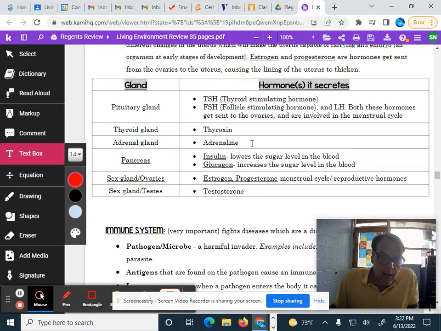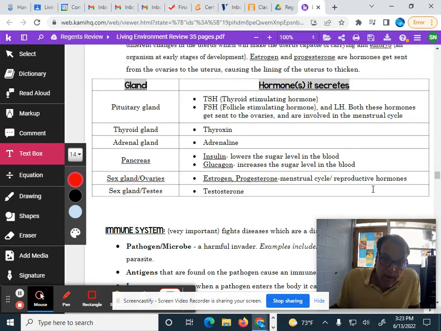Adrenal gland releases adrenaline. Pancreas, insulin and glucagon. Insulin lowers your blood sugar level in the body. Glucagon increases your blood sugar level in the body. So people that have diabetes do not have enough insulin, and so they have a hard time regulating their blood sugar levels.